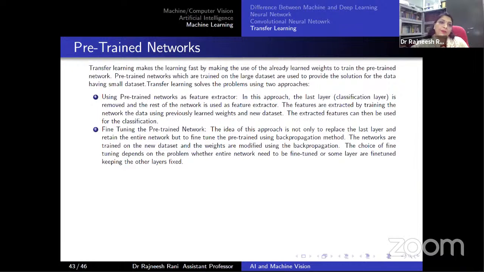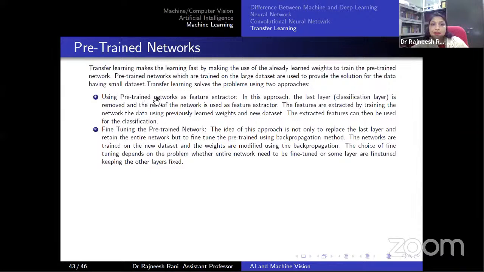For this, again, there are two types of approaches: one is the pre-trained network as feature extractor and the other is fine-tuning of the pre-trained network. Transfer learning makes learning fast by making use of already learned weights. Pre-trained networks, which are trained on a larger data set, are used to provide the solution for problems having a small data set. Sometimes you want to solve problems in which you do not have too much data. For example, in cancer detection, you do not have too much data. So you can apply another trained model on your data with the help of transfer learning, and you do not require too much data.